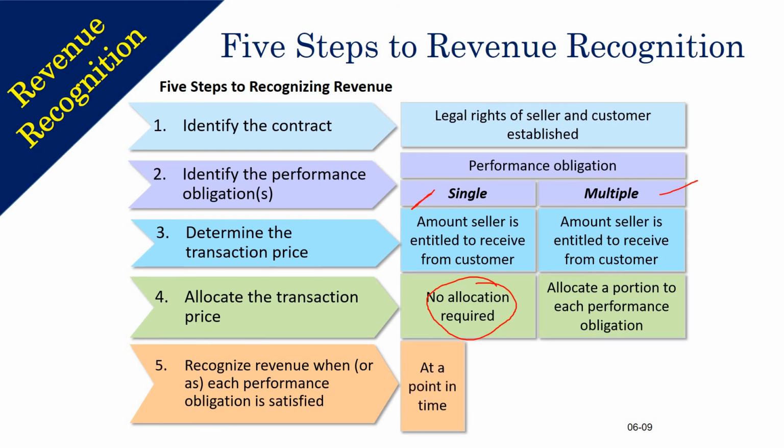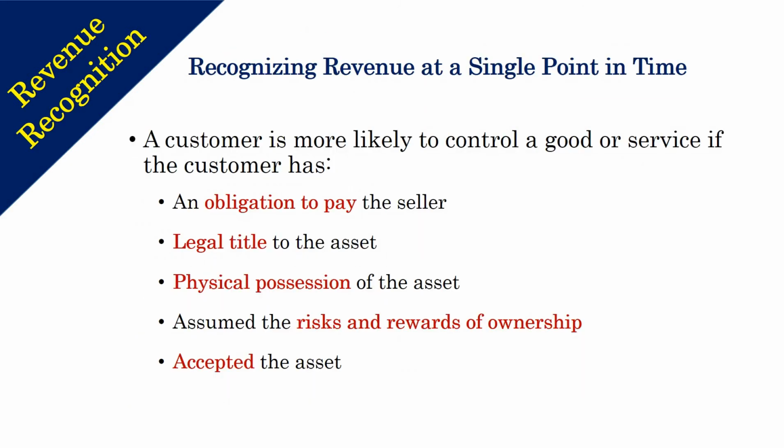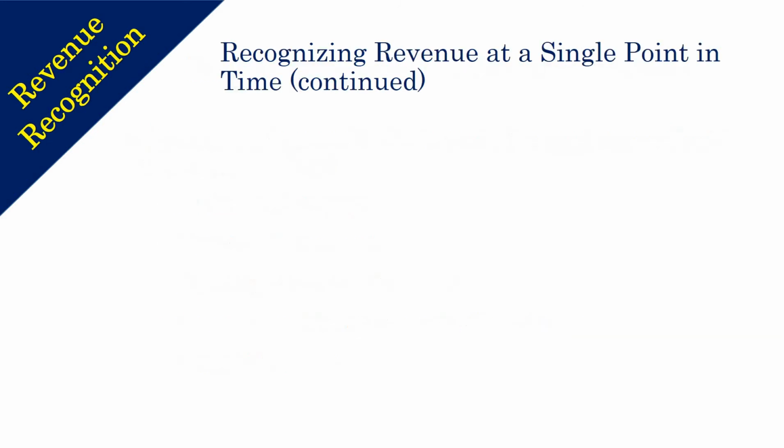So in case of a single obligation, at a point in time or over a period of time, if you need to perform the work step by step, so there are many periods, you will be recognizing revenue at different points. And in case of multiple, the same thing, whatever is appropriate for you. For point in time revenue recognition, the customer is more likely to control a good or service if the customer has an obligation to pay, legal title, physical possession, assumed the risks and rewards of ownership, and accepted the asset.